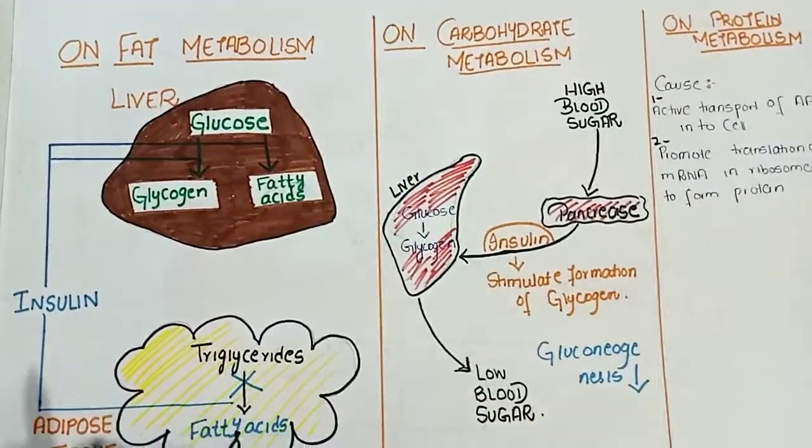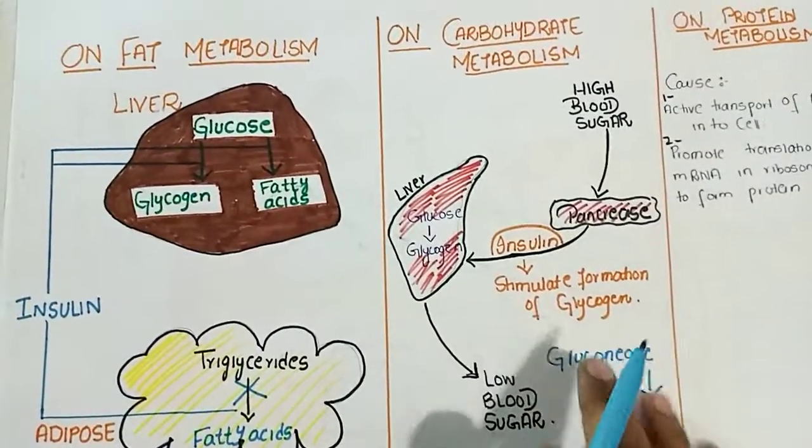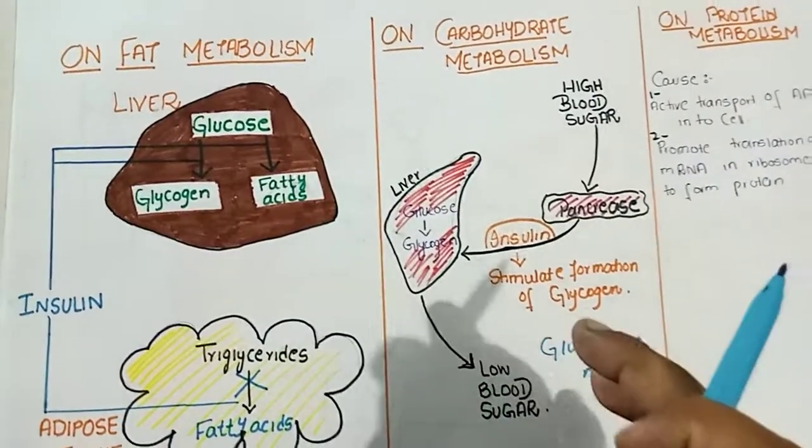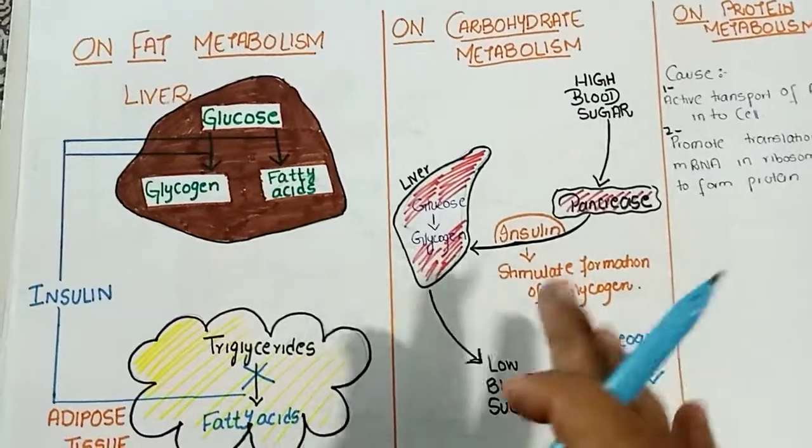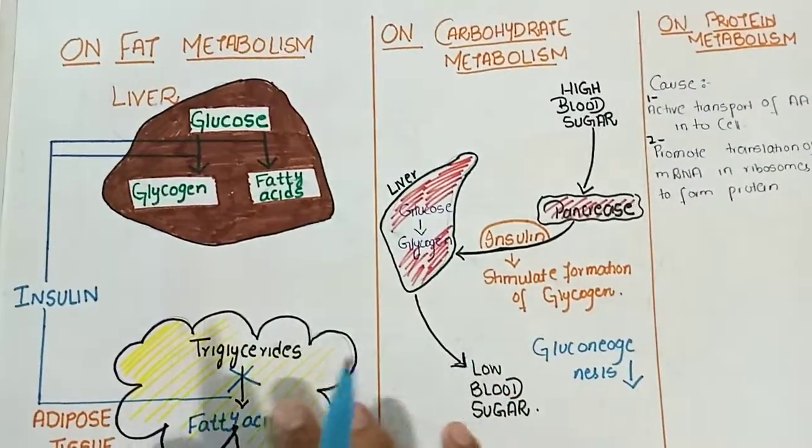So here I have explained you about the regulation and the action of the insulin, and glucagon is exactly opposite to the insulin. So here we are done with our topic.